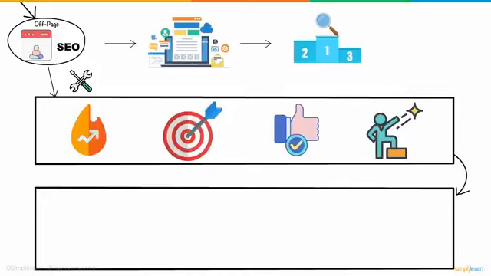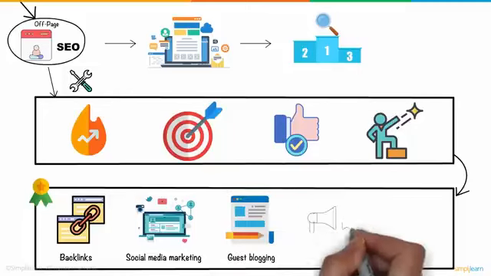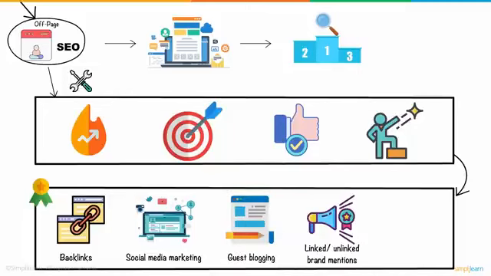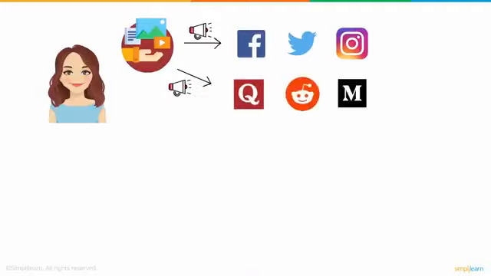This is possible with the help of reputable websites vouching for your content with backlinks, social media marketing, guest blogging, linked, unlinked brand mentions, influencer marketing, and much more. Rachel also understood that for her content to reach people, she would have to promote it on social media platforms like Facebook, Twitter, and Instagram, as well as niche platforms like Quora, Reddit, and Medium.